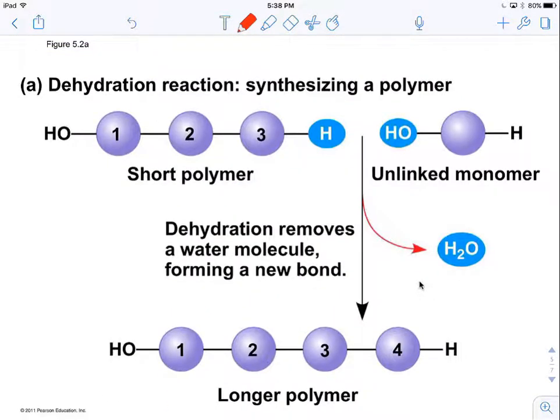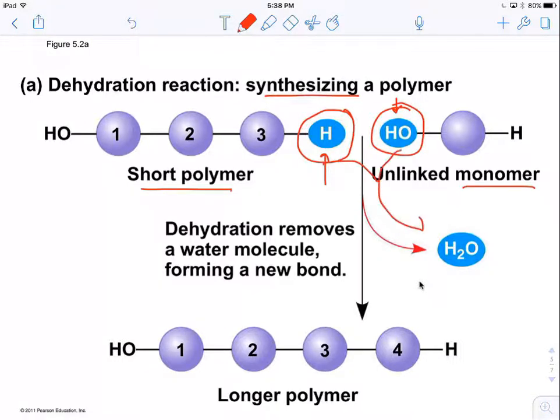So let's look at the next page. So first we're going to talk about dehydration synthesis, or the dehydration reaction, synthesizing a polymer. So here I have a short polymer, and here I have a monomer. And you'll see at the end of this polymer, there's hydrogen. The beginning of the monomer, there's a hydroxyl group. There's one of your functional groups. There's our hydroxyl group. In order to catalyze or to make a reaction between the polymer and the monomer to extend the length of the polymer, we're going to remove this hydrogen from here, this hydroxyl group from here and remove them, and you'll get 2 H's and 1 O, which is a molecule of water.